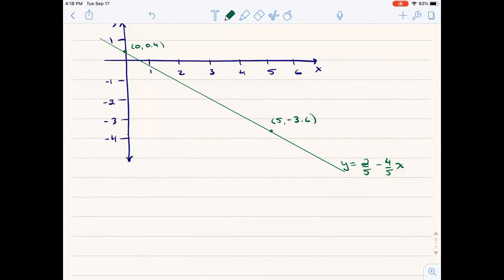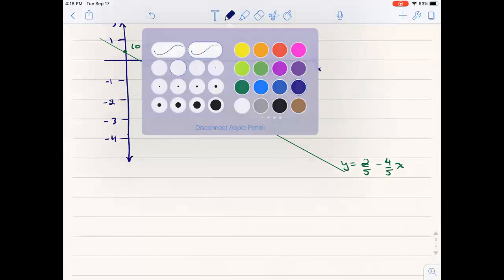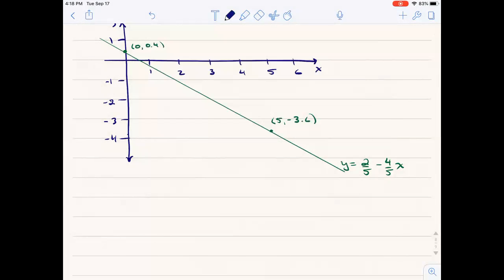Cool. Any questions about drawing straight lines? Who knew it was so complicated? It's not. But when you have to break it down and talk about how to do it, it becomes kind of complicated.